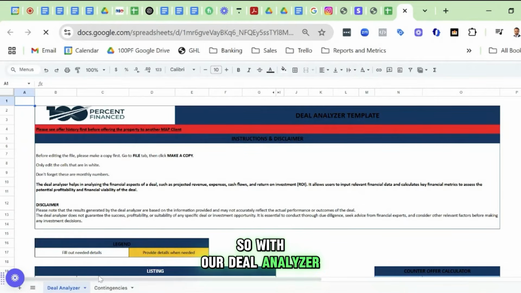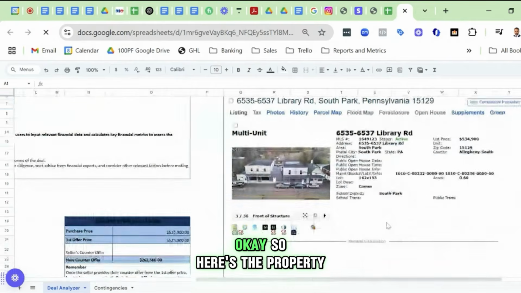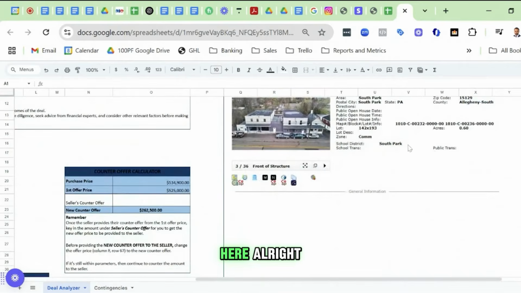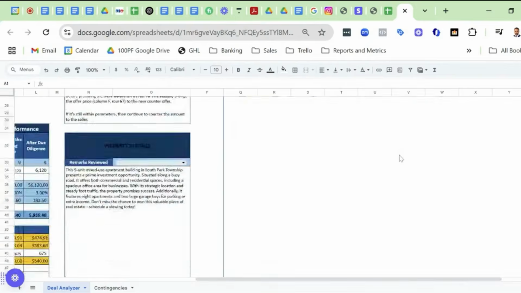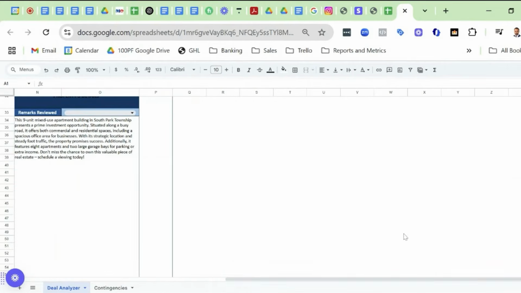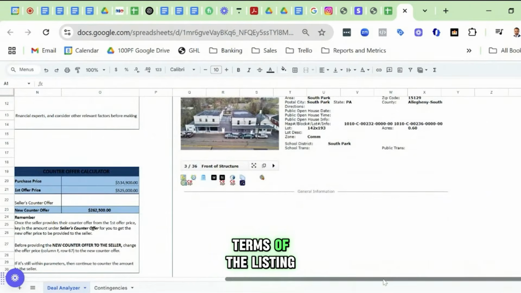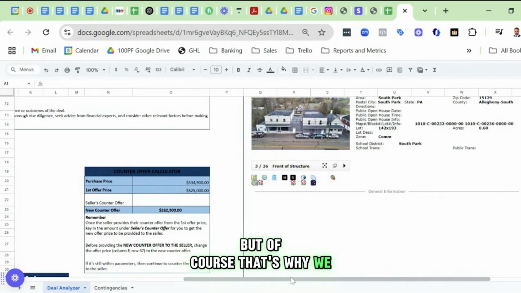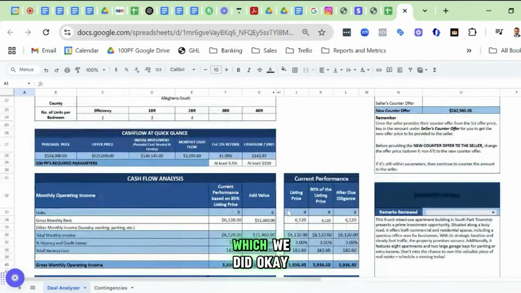With our deal analyzer, before I get into it, let me share some details about the listing. So here's the property. Let's look at the details. You see there's not much detail in terms of the listing, but of course that's why we like to reach out to the agents to get further clarity, which we did. So let me break down the numbers here.